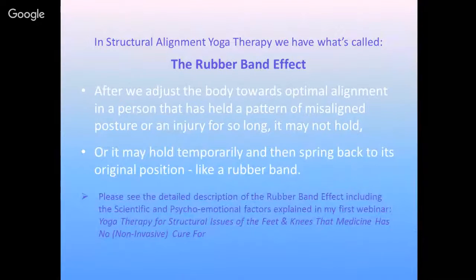And in structural alignment yoga therapy, we have what's called the rubber band effect. So after we adjust the body towards optimal alignment in a person that has held a pattern of misaligned posture or an injury for so long, it may not hold, or it may hold temporarily, then spring back to its original position, like a rubber band. So I've gone into more detail in my webinar, Structural Alignment for the issues of the feet and knees. So please see that webinar for a little bit more information about that, because it's relevant to all the different webinars that we're going to be holding.